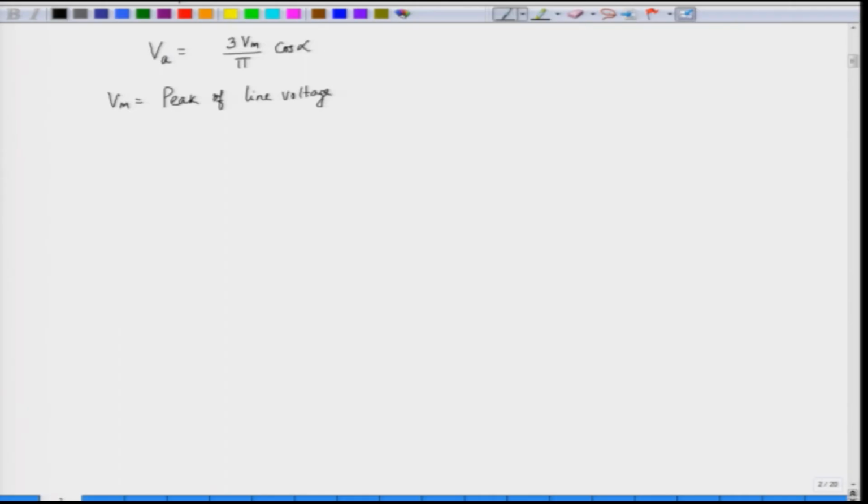The input is AC, so the line voltage is equal to root 2 times V line, or line to line voltage. So, we can also write this V A as 3 into root 2 V L L by pi into cos alpha. We are assuming that the current is continuous, because we have 6 step ripple, the possibility of the current coming down to 0 is remote. It only occurs at a very narrow range. So, we will not discuss the discontinuous current operation for this course.